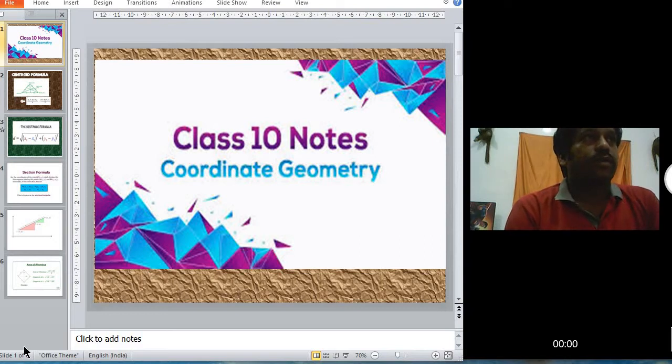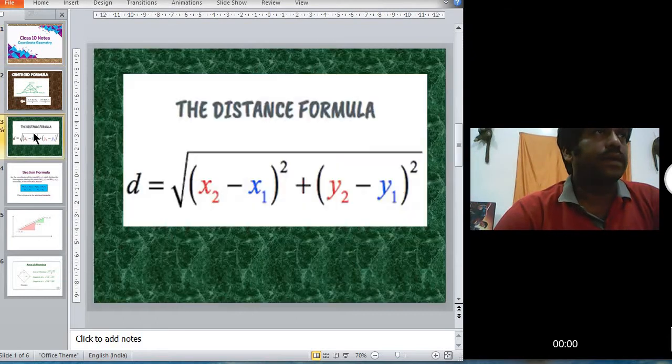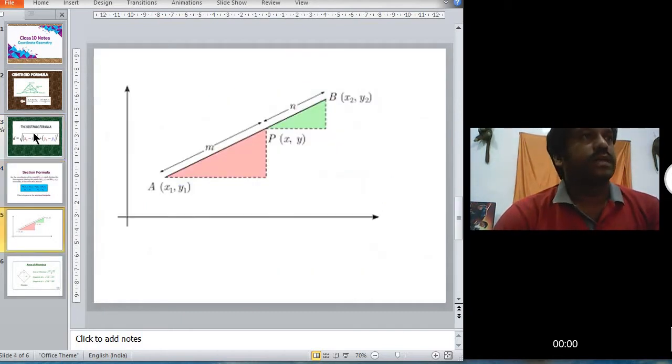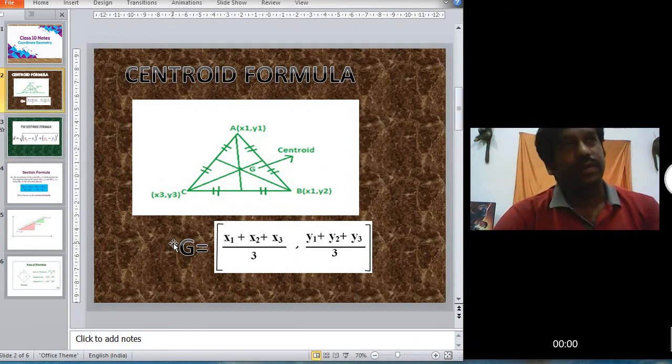So now we are just on the finishing edge of our coordinate geometry. Almost all the topics we have discussed are covered. If I want to show you what we have read till now, we have read this distance formula. Then we have read this section formula. This is how we have done this also, and then we have read our centroid formula also. These all things we have read.